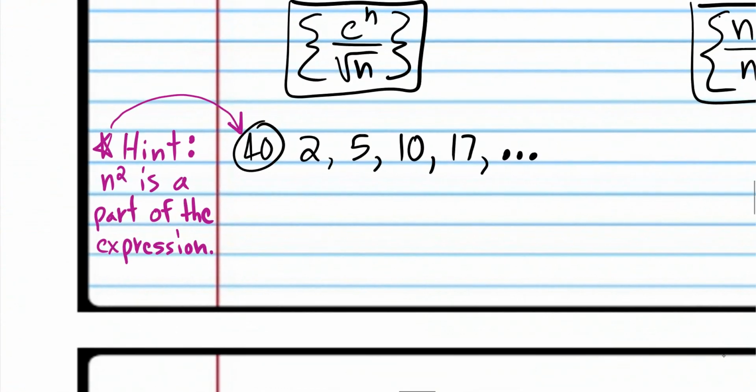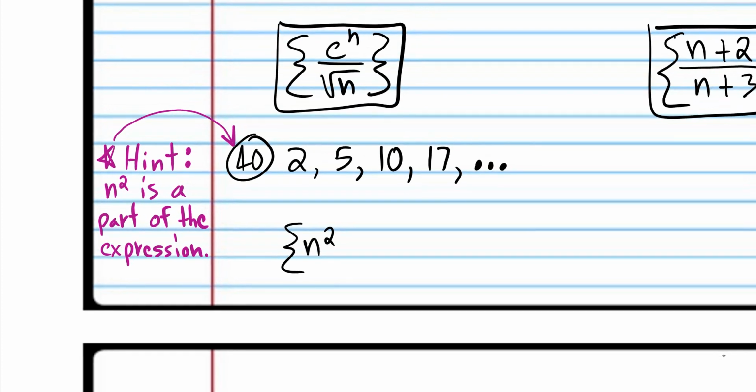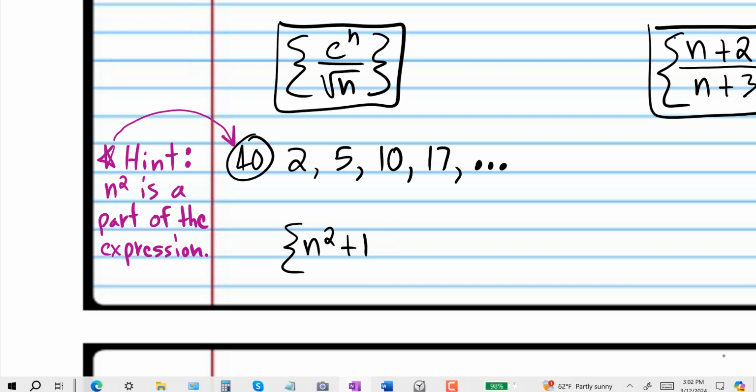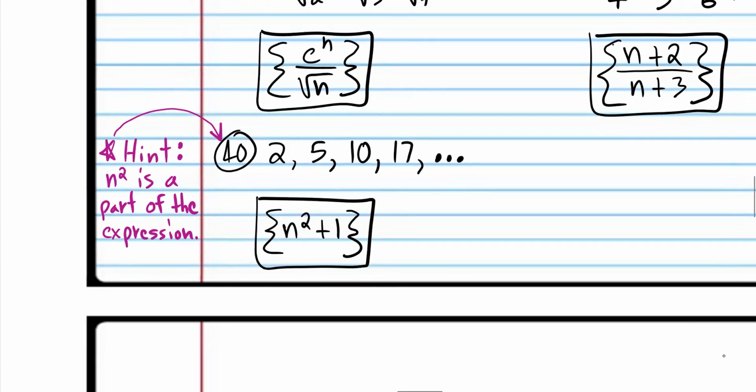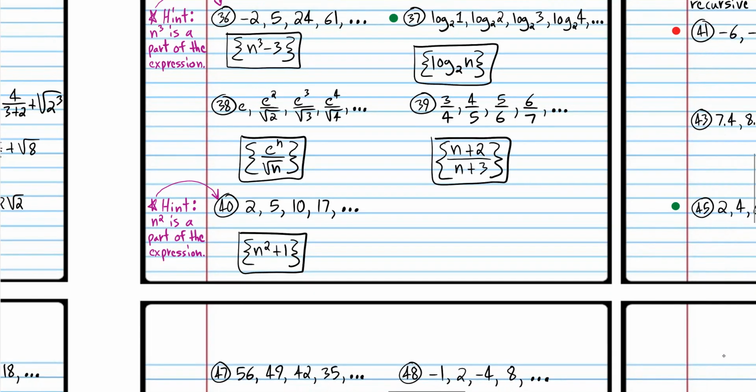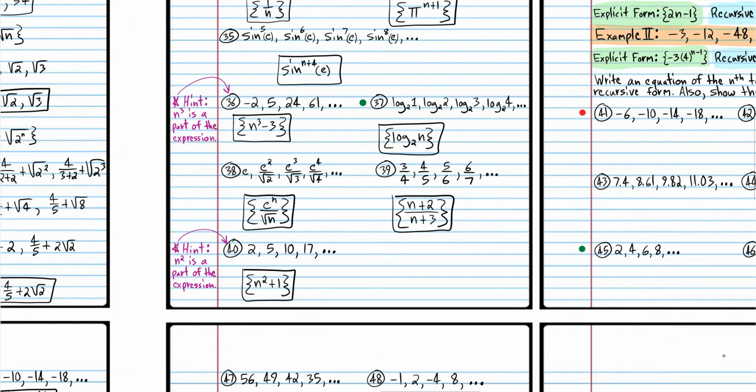Alright, we're back. So we know that n squared is going to be a part of the expression. If you plug in 1, you get 1. If you plug in 2, you get 4. If you plug in 3, you get 9. If you plug in 4, you get 16. So you can see what's happening here. We're just 1 more than the result after we square. So n squared plus 1 is going to be the expression we're looking for. So if you got that right, good.